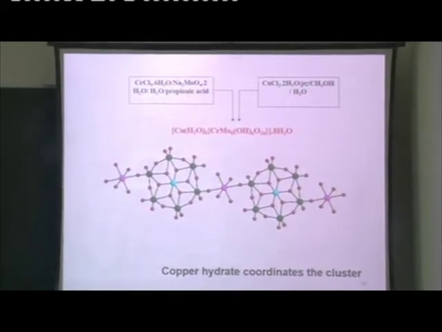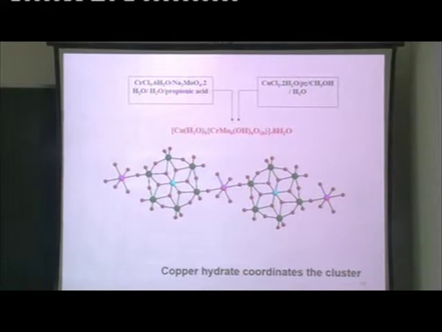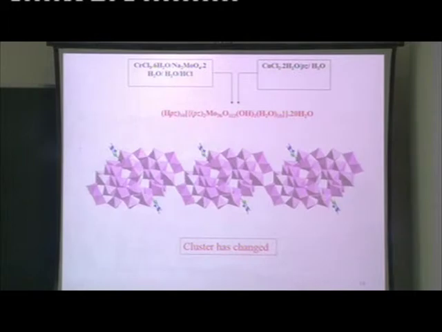Right? Now, what you have to remember is that copper hydrate coordinates, and the remaining water molecules are only for packing purposes. This cluster itself can easily form hydrated species. That's why you have an OH. Don't worry about it right now.